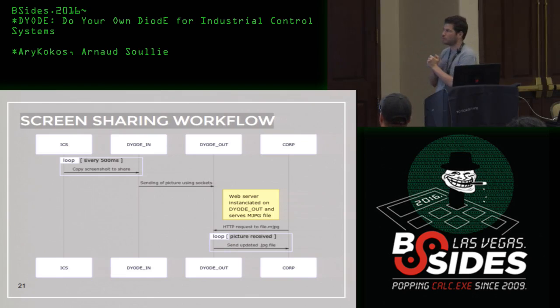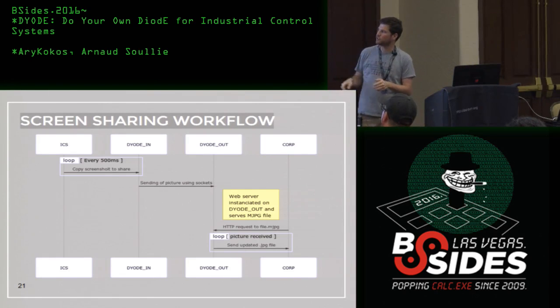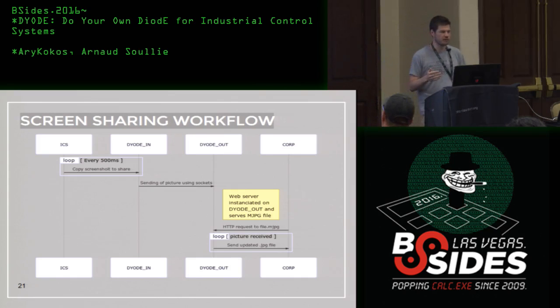Lastly, the screen sharing workflow. So on the PC of which I want to share the screen, I have a PowerShell script. It's really easy, maybe 10 lines of code, that will take a screenshot every 500 milliseconds and save that to a network share on the first Raspberry Pi.